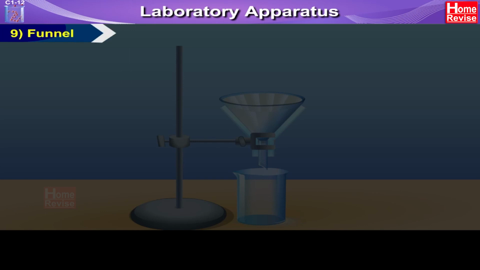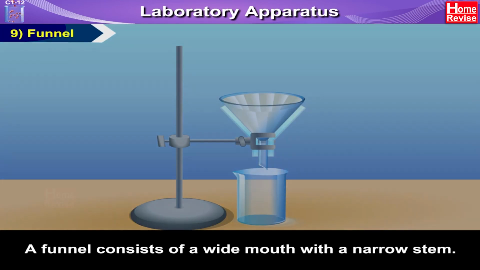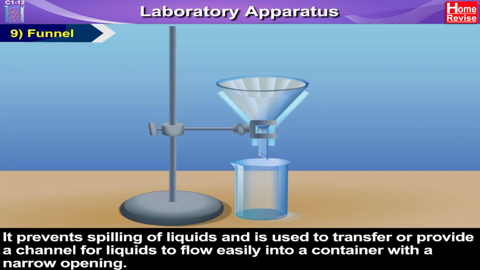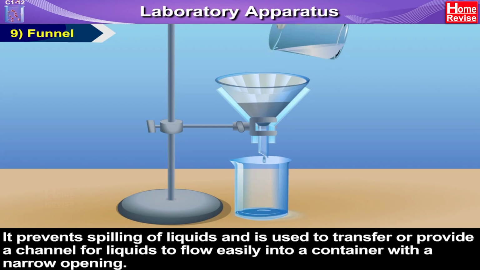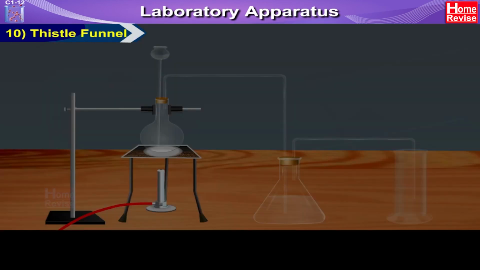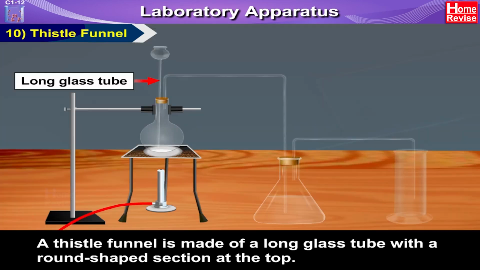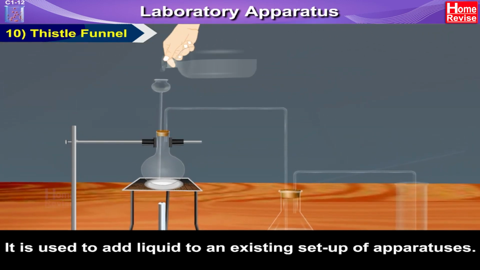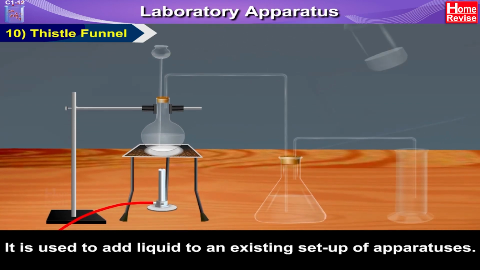9. Funnel. A funnel consists of a wide mouth and a narrow stem. It prevents spilling of liquids and is used to transfer or provide a channel for liquids to flow easily into a container with a narrow opening. 10. Thistle funnel. A thistle funnel is made of a long glass tube with a round-shaped section at the top. It is used to add liquid to an existing setup of apparatuses.